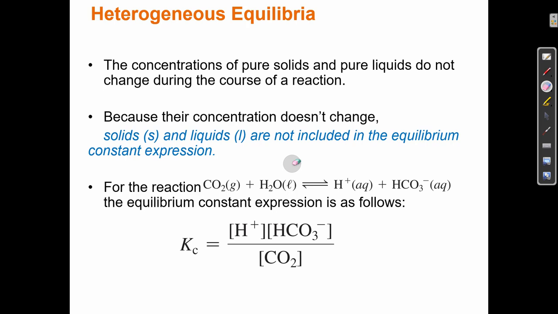So I will put products over reactants. So here's my products, this times this, divided by reactants, CO2 times H2O, but H2O, since it's a pure liquid, I don't put it into the equilibrium expression. CO2 is a gas, so it can go in the equilibrium expression, but H2O is a liquid, so it does not go in the equilibrium expression.